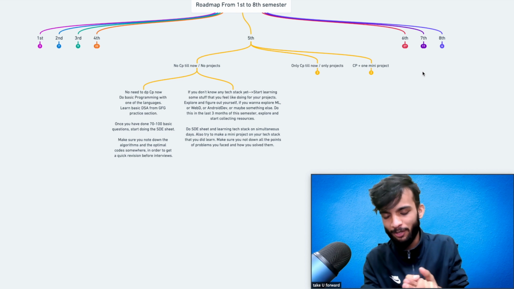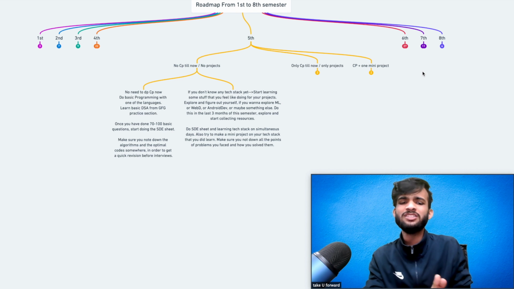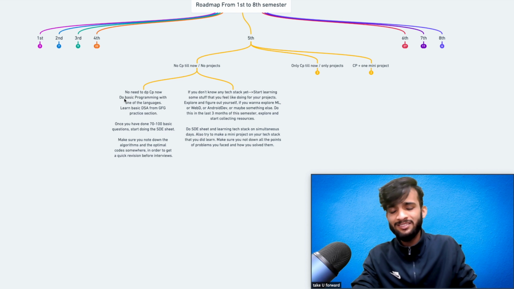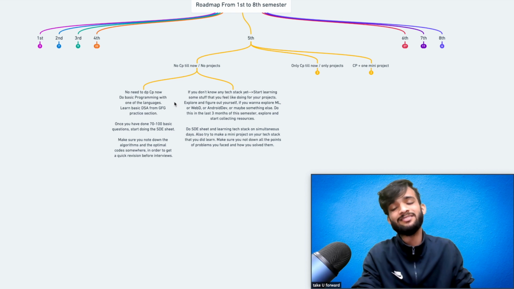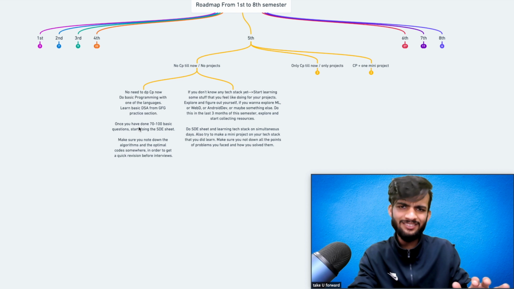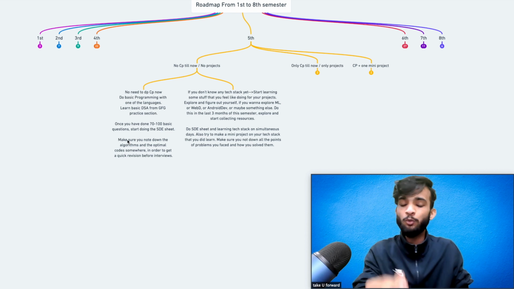So if in the first couple of years you'd have not done anything, what you need to do is forget about CP. No need to do CP as of now. What you need to do is just basic programming with one of the languages and learn basic DSA from the GFG practice section. And along with that, once you have done 70, 100 basic questions from the GFG section, start doing the SD sheet.